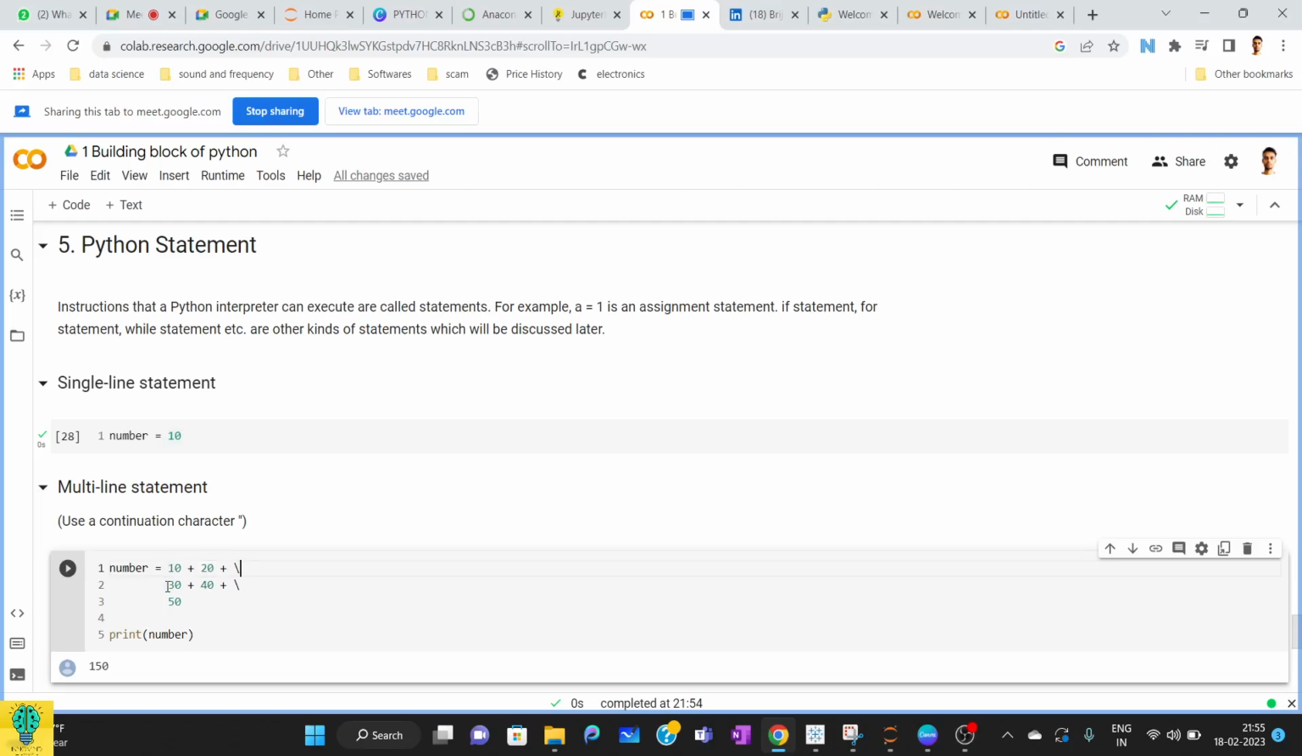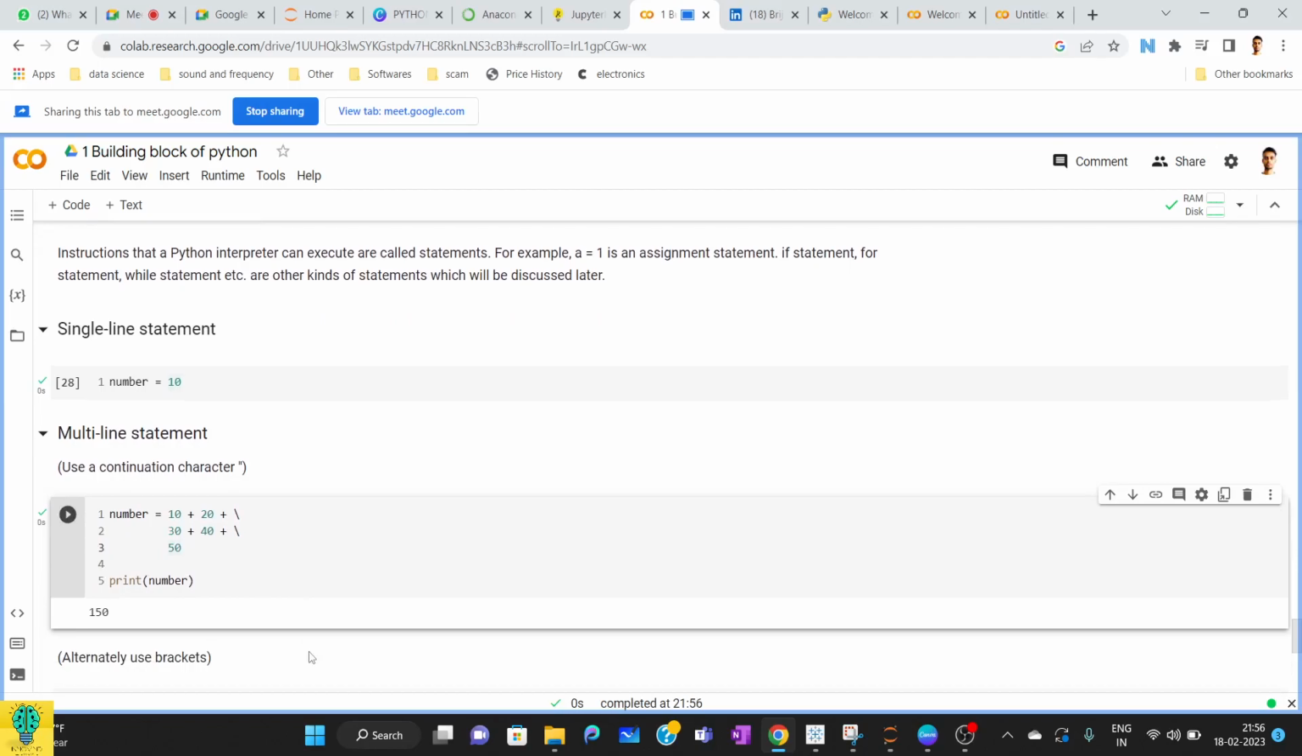So the computer will come to the next line, and it is 30, then 40 plus slash. Again it is going to tell the compiler or the translator or the interpreter, okay, go to the next line, because it does not end here. So it comes back to the next line here. What do we have here? 50. After that there is no slash here, so that means this is the last. So it is going to sum up 10 plus 20 plus 30 plus 40 plus 50, and then it is going to print the number.